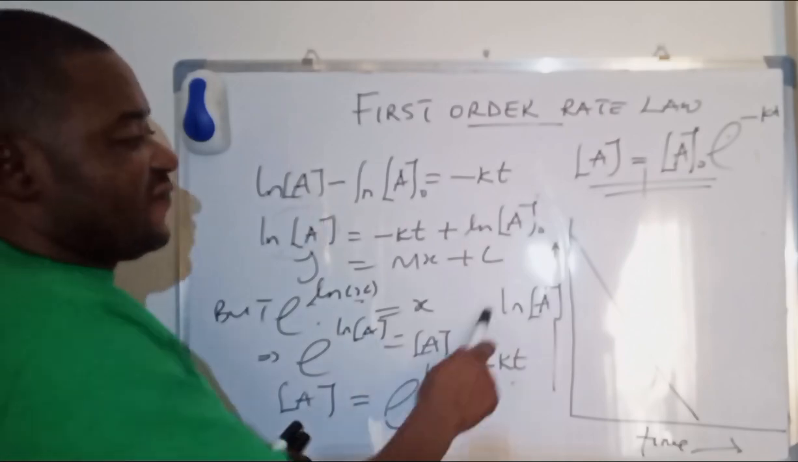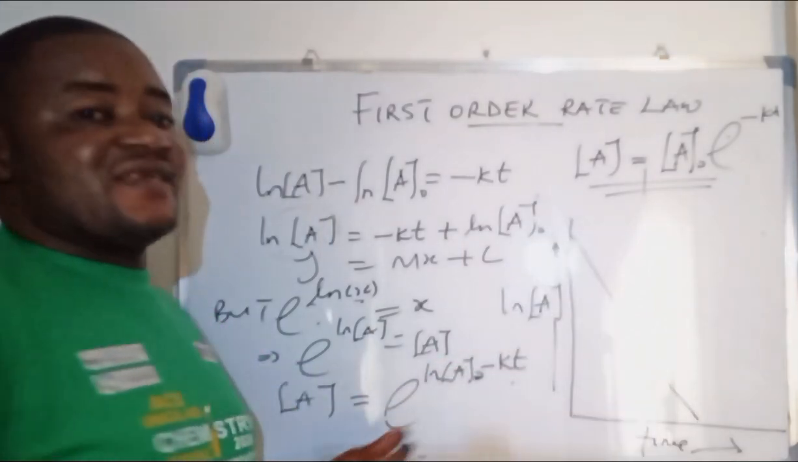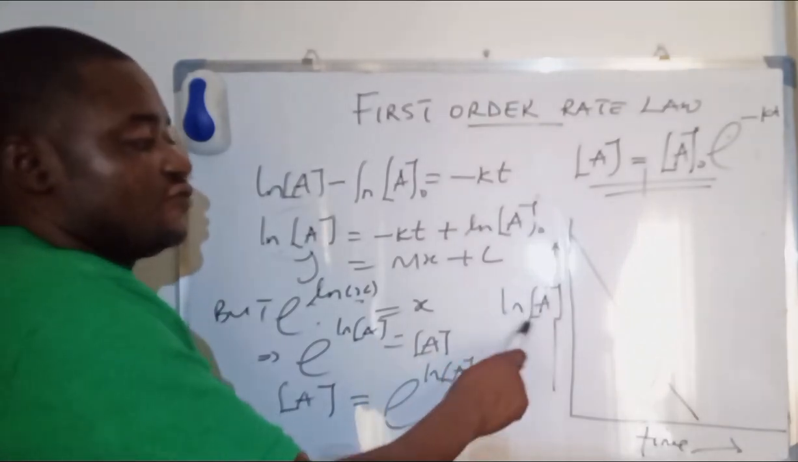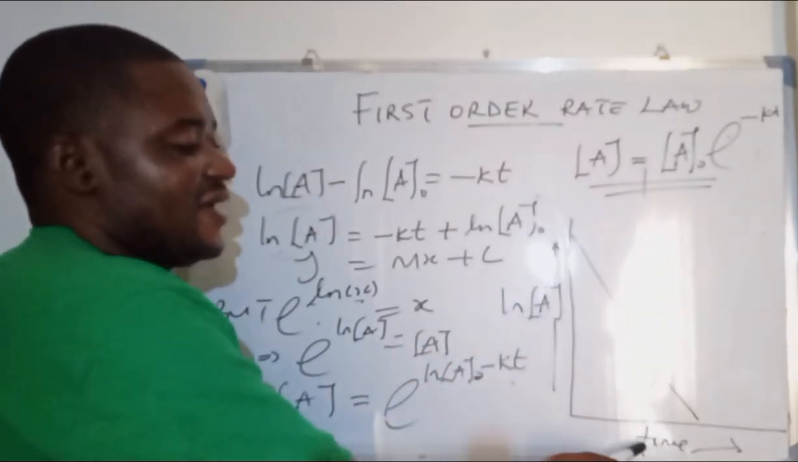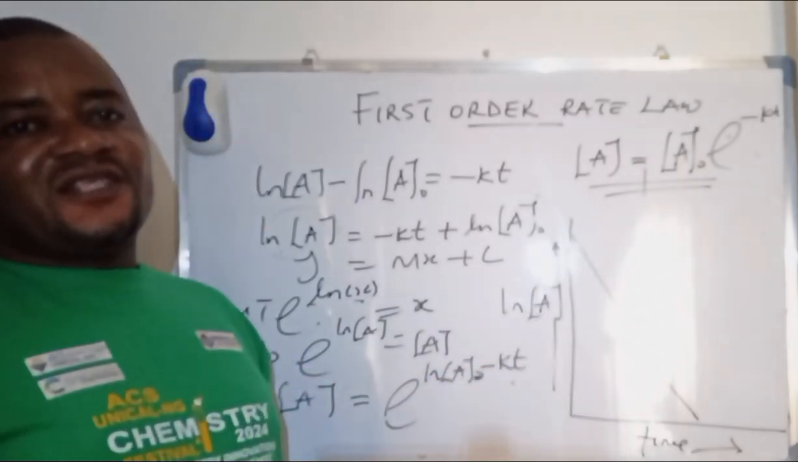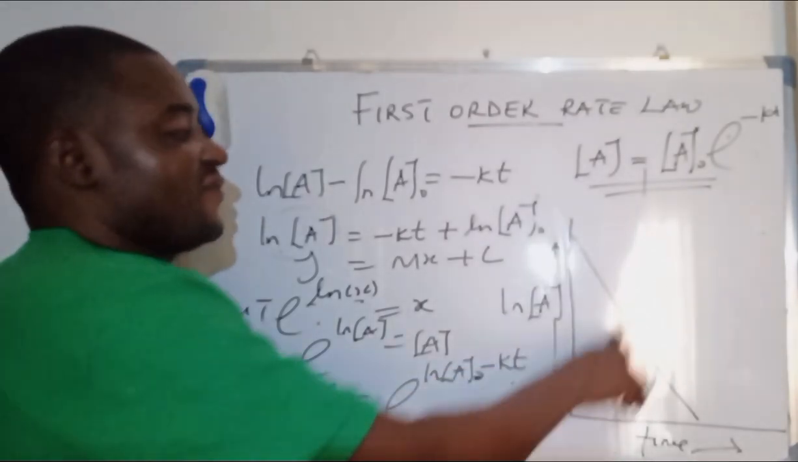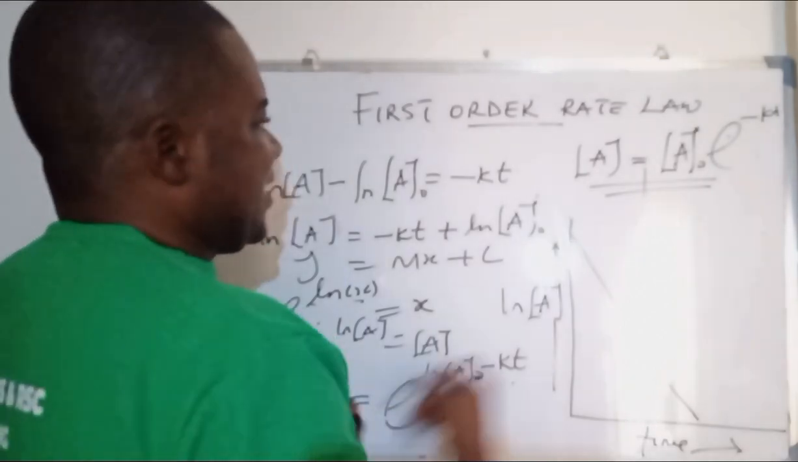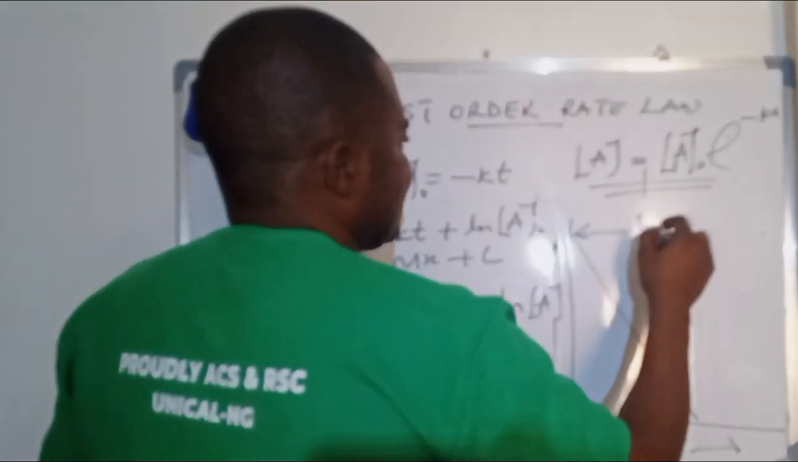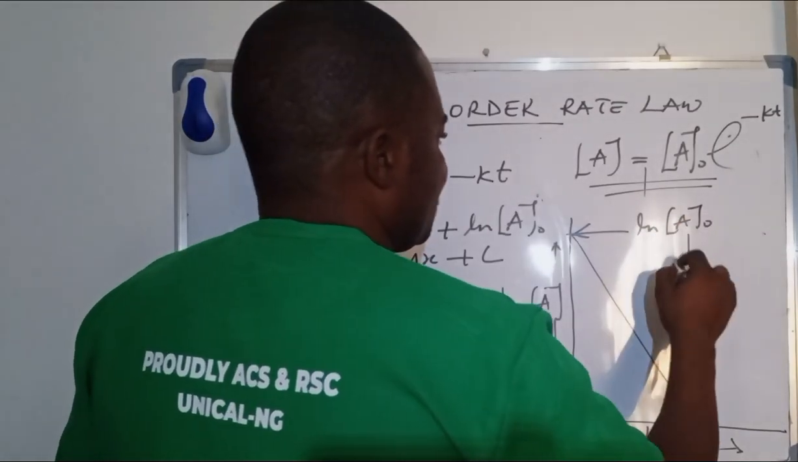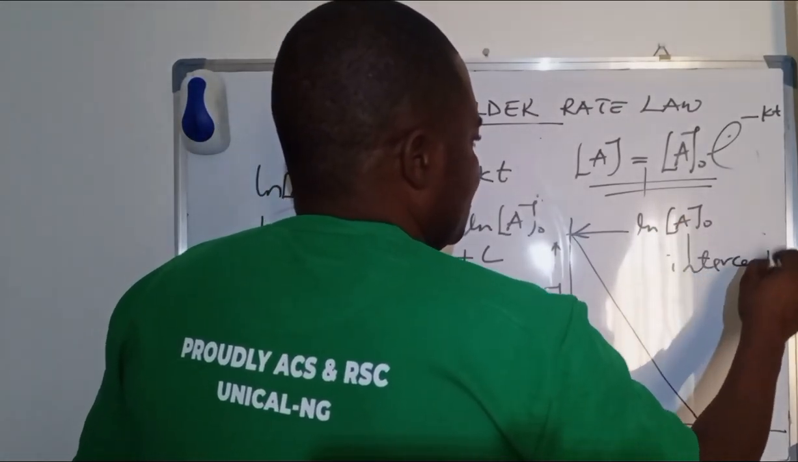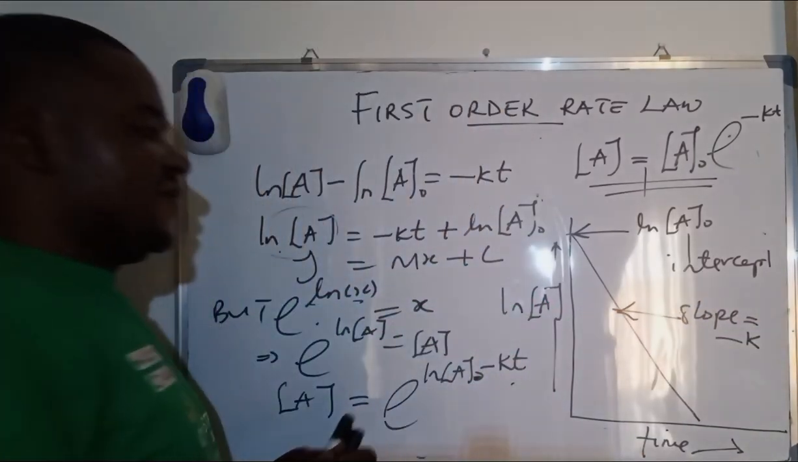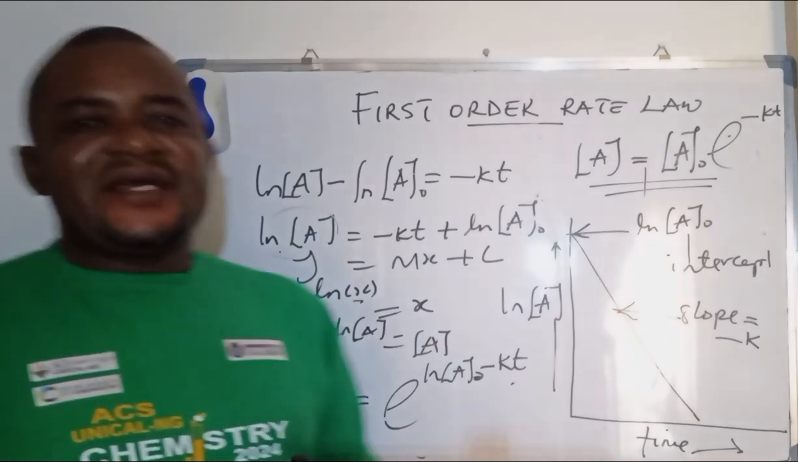If you are plotting a graph of ln A against time and it gives you this kind of plot, then it is a first order equation. But if you are plotting the ordinary concentration of reactants, without the ln, against time, and it gives you this, then it is a zero order. But if it gives you a different type of graph, then it does not obey this order of reaction. Here is your ln A0, which is your intercept, while your slope is equal to minus k, which defines your rate constant.